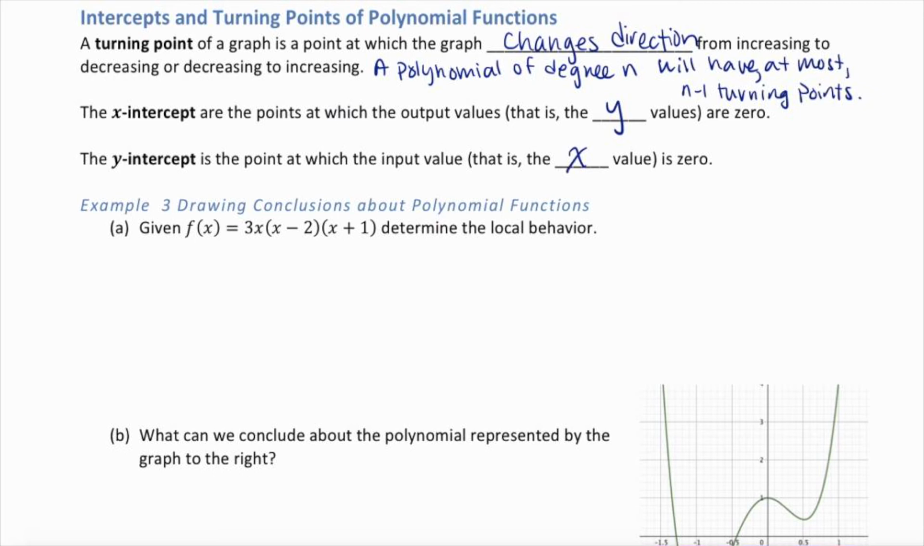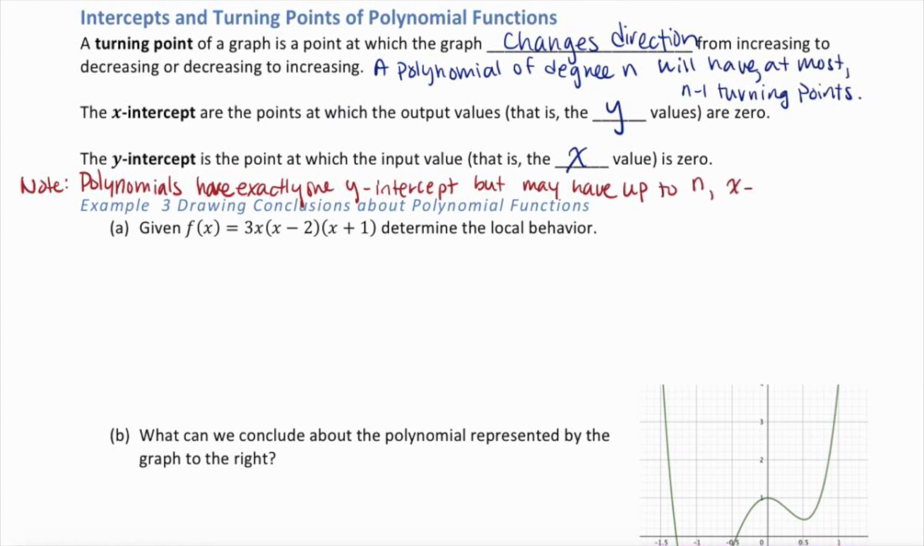And the wording of this should give you a big clue as to how many we have of each. This is similar to a parabola, especially since a parabola is just a type of polynomial. So polynomials have exactly one y-intercept, but may have up to n x-intercepts.